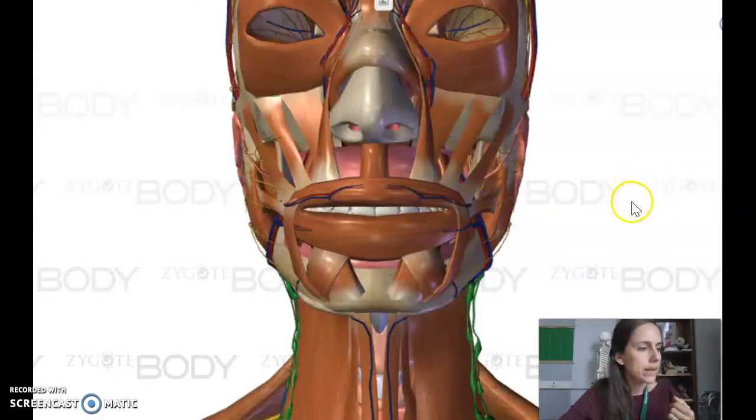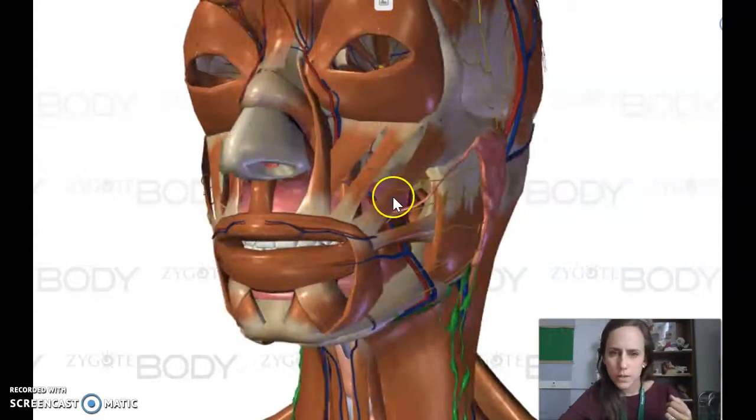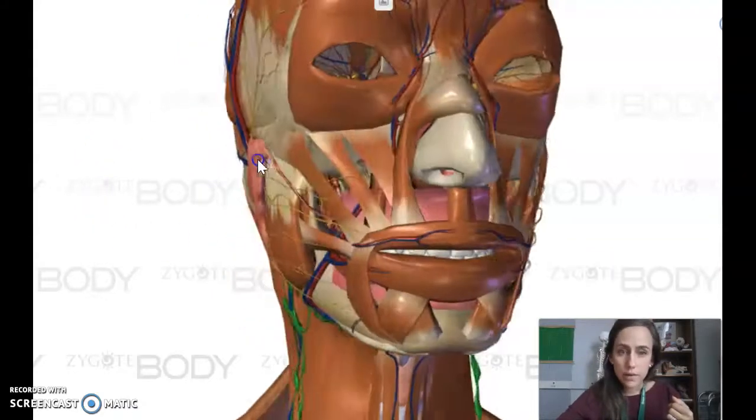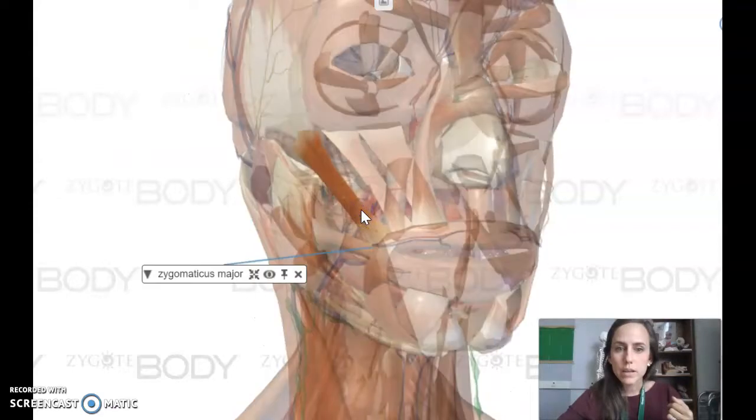The Zygomaticus major muscle is right here. Again, there are two, one on either side. It attaches to the zygomatic bone.